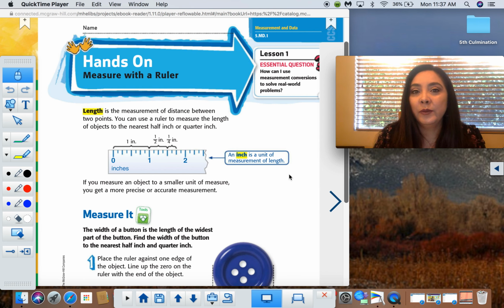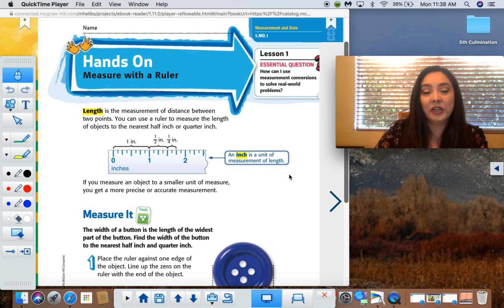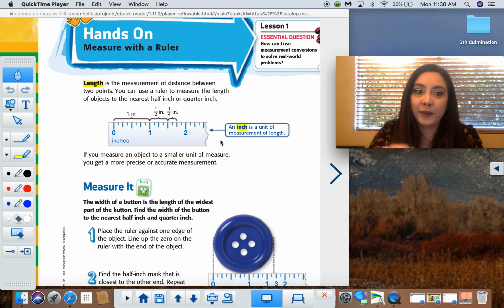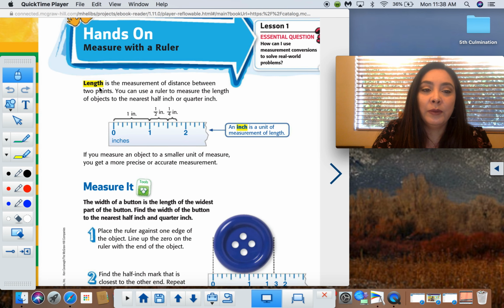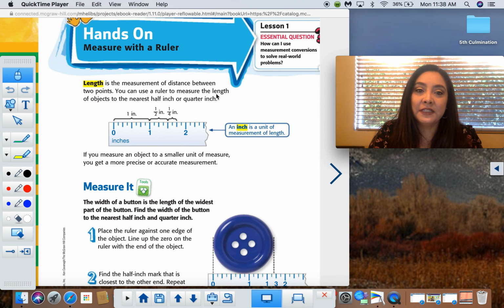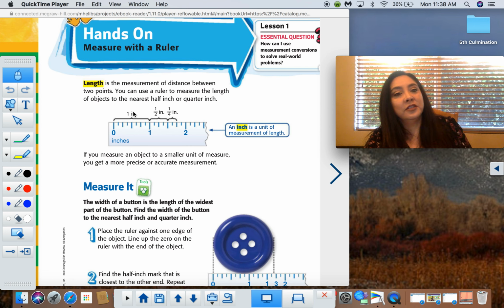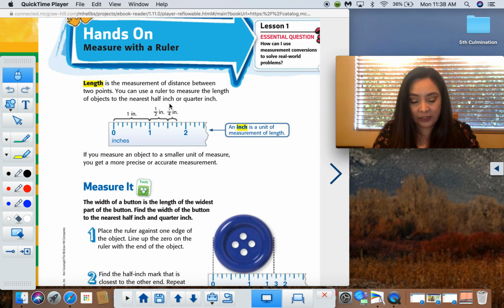Today we'll be talking about Chapter 11, Lesson 1, Measuring with a Ruler. Okay, let's get started. Just view the page with me. We will be talking about length. Length is a measurement of distance between 2 points. You can use a ruler to measure the length of objects to the nearest half inch or quarter inch.